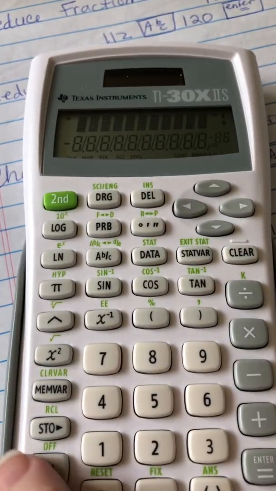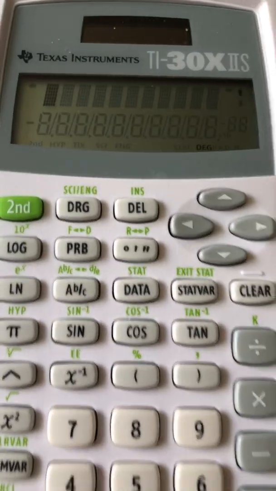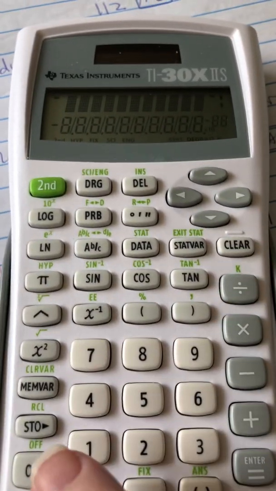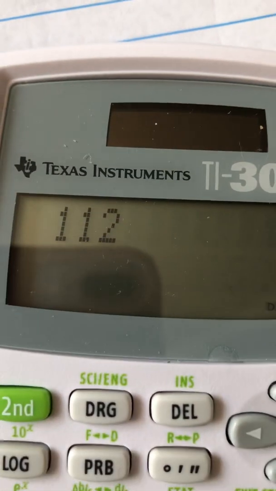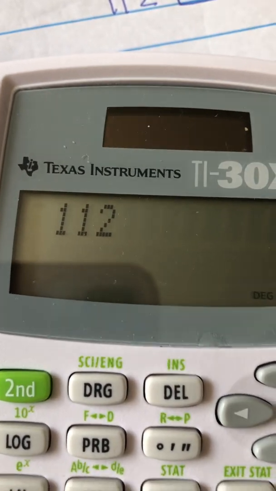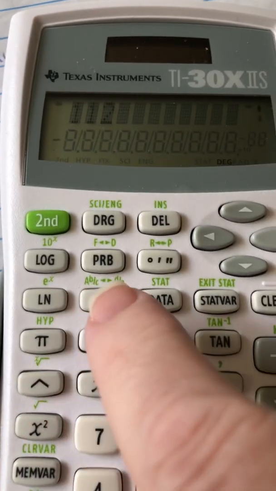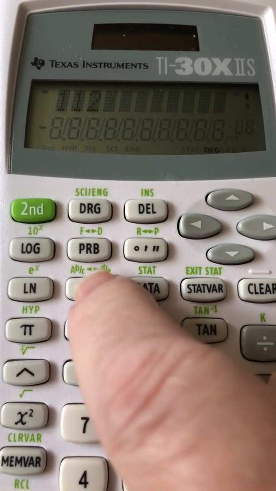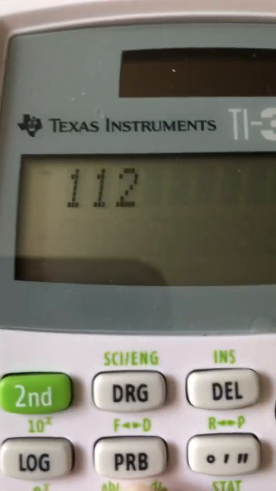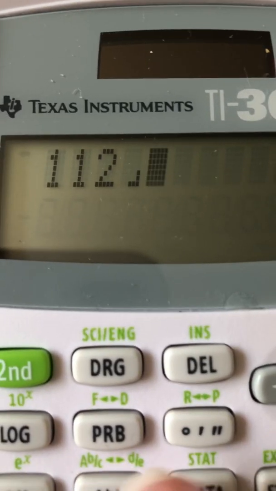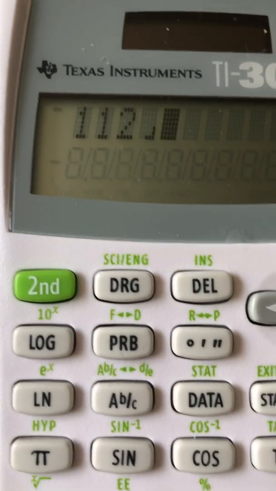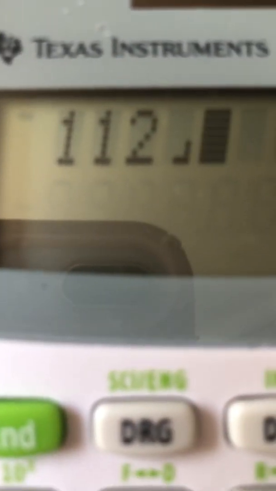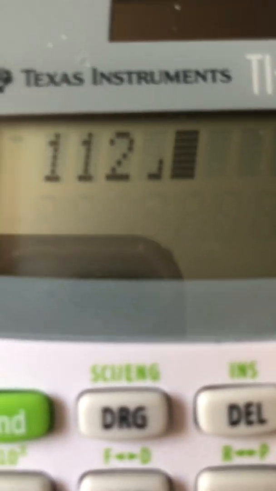We're going to make sure it's turned on. That's the thing I always forget. And then I'm going to put in 112 because that was the top number. Okay, 112. And then the fraction line is formed when we push that A, B over C button. That's your fraction line. So when you push it, watch what happens. There it is. Now, it's a little backwards L. It doesn't show the fraction line like we usually write it, but that's what it's representing. It's a fraction line. And then I'm going to put 120 in there.